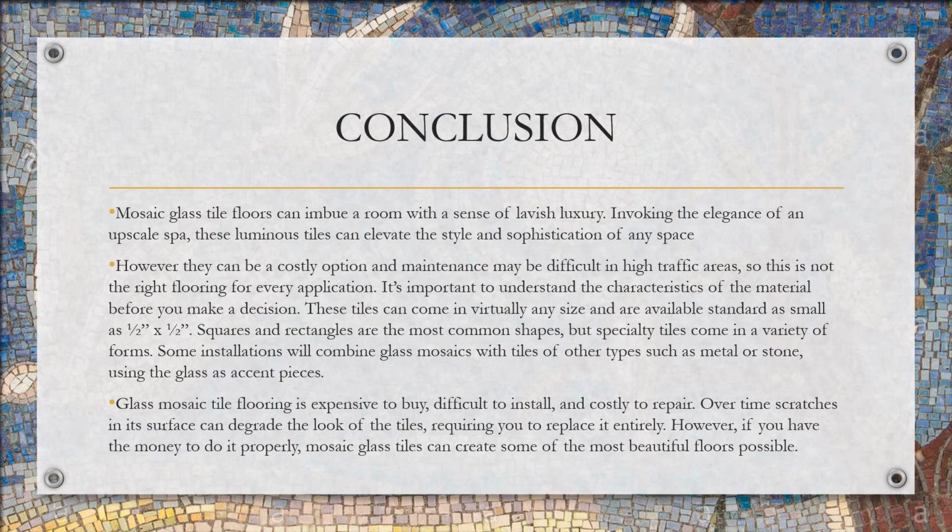Glass mosaic tile flooring is expensive to buy, difficult to install, and costly to repair. Over time, scratches in its surface can degrade the look of the tiles, requiring you to replace it entirely. However, if you have the money to do it properly, mosaic glass tile can create some of the most beautiful floors possible.